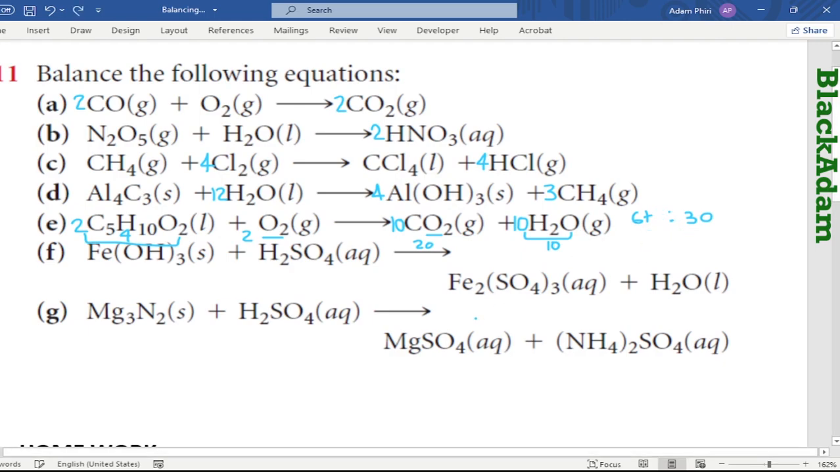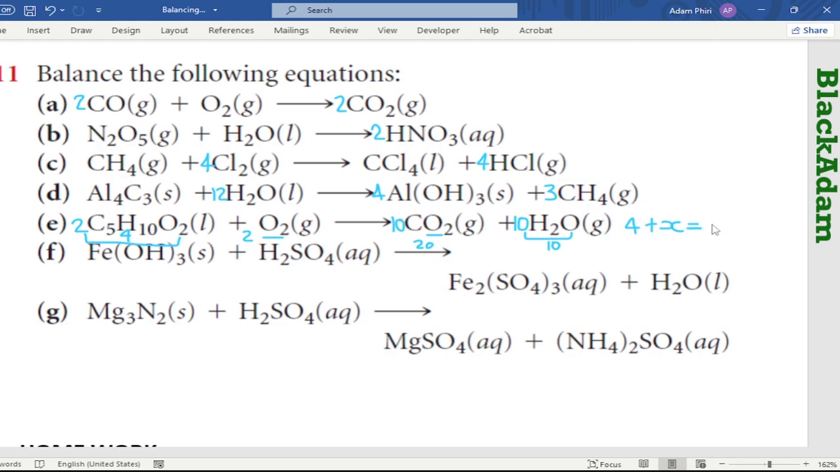But the best way would be we just say 4 on the other side, because we need to know how much we should add. So it's 4 plus x, because we don't know how much should be there. So it's 4 plus x making it 30. Alright? So x is going to be 30 minus 4. So x is going to be 26. 26, not 24, 26. So 30 minus 4 is 26.